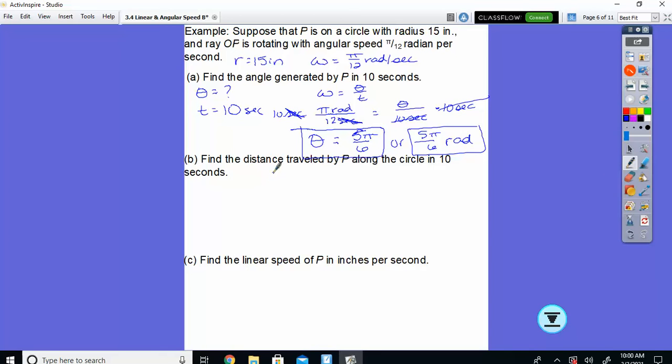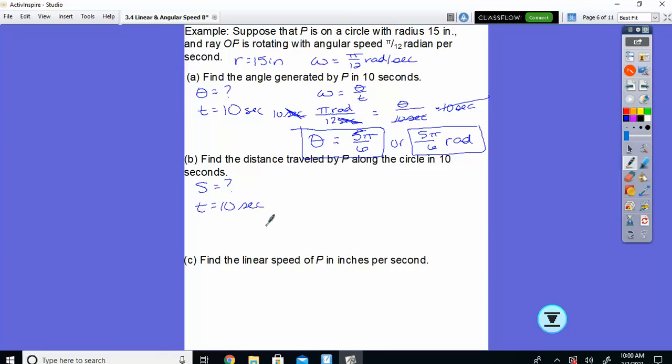So B, find the distance traveled by P along the circle. So distance on the outside of a circle, what variable is that? S. So I'm looking for S in 10 seconds, so my time is still 10 seconds. So I need a formula with S. If you look at our formulas, we only have 2 options that involve S. Either S equals R theta or V equals S over T.